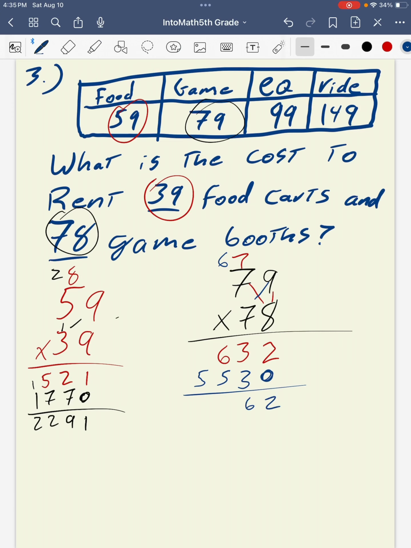Add these up. 2 plus 0 is 2. 3 plus 3 is 6. 6 plus 5 is 11. And 1 plus 5 is 6. So it takes $6,162 for the game booths.